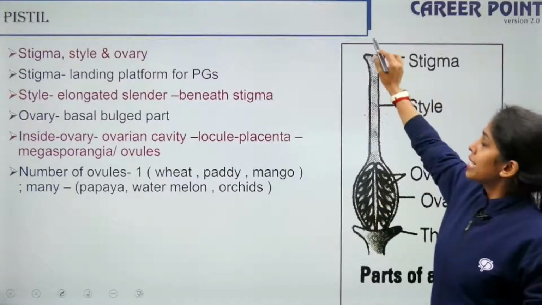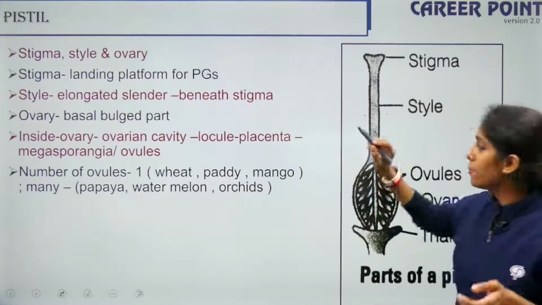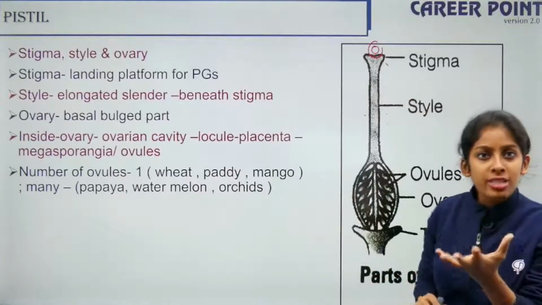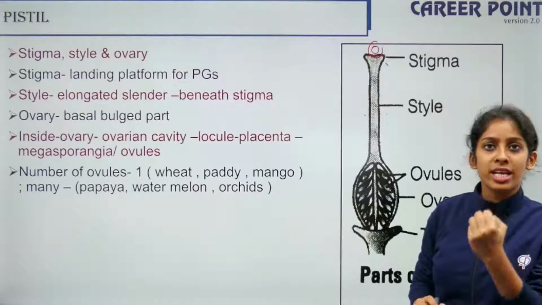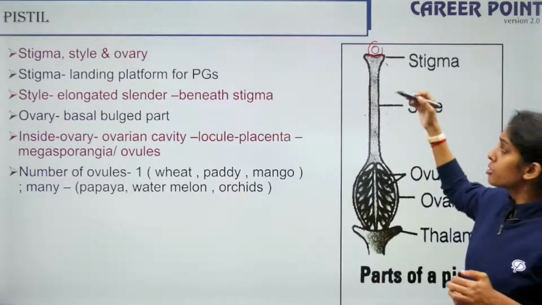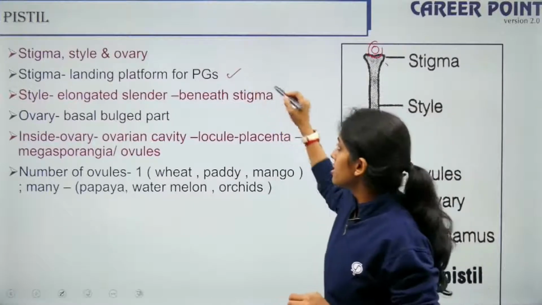Stigma is the landing platform for pollen grain. Once pollination happens, your pollen grain lands on the stigma. Stigma is that receptive portion which is ready to take up the pollen grain. Style is an elongated slender part present just beneath the stigma. Right? So these 2 sentences are clear.